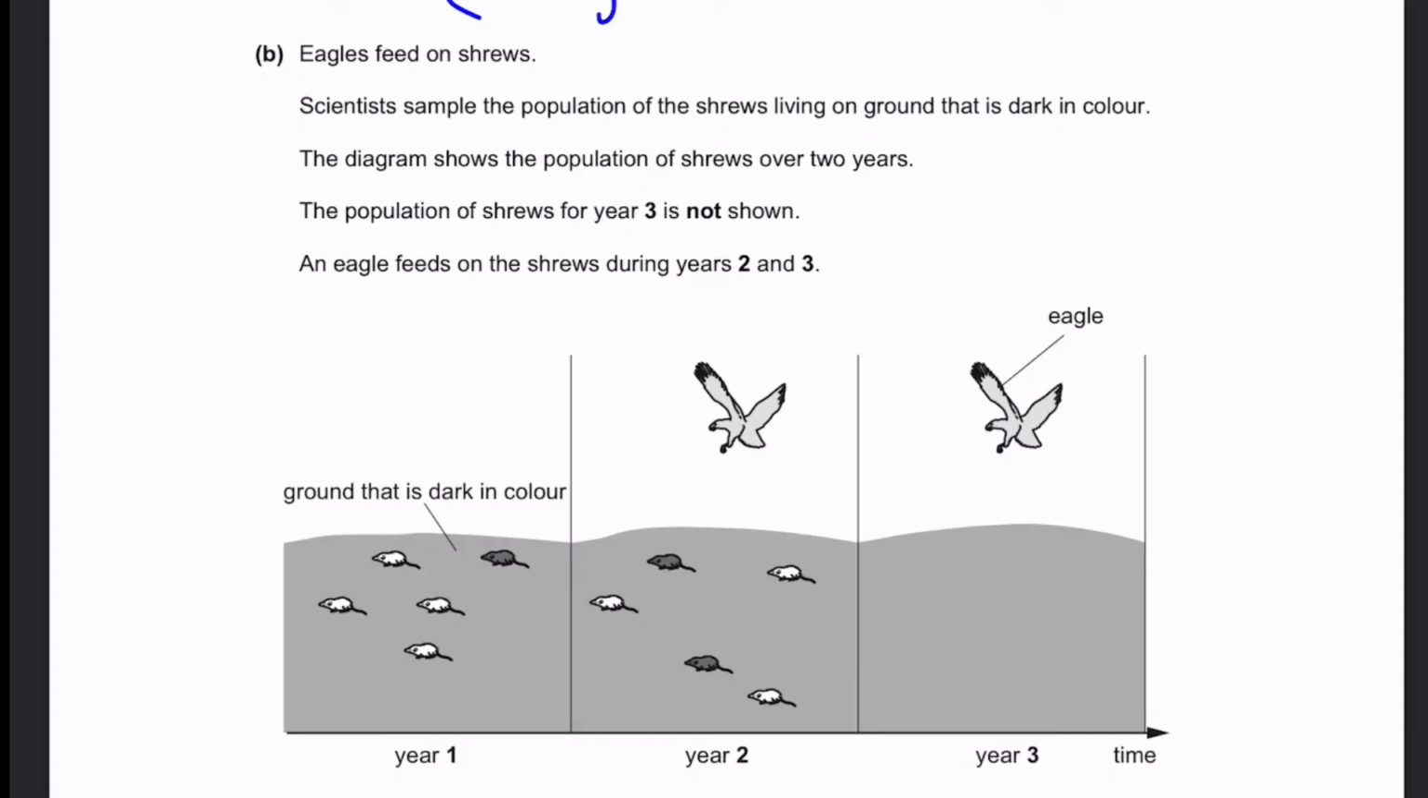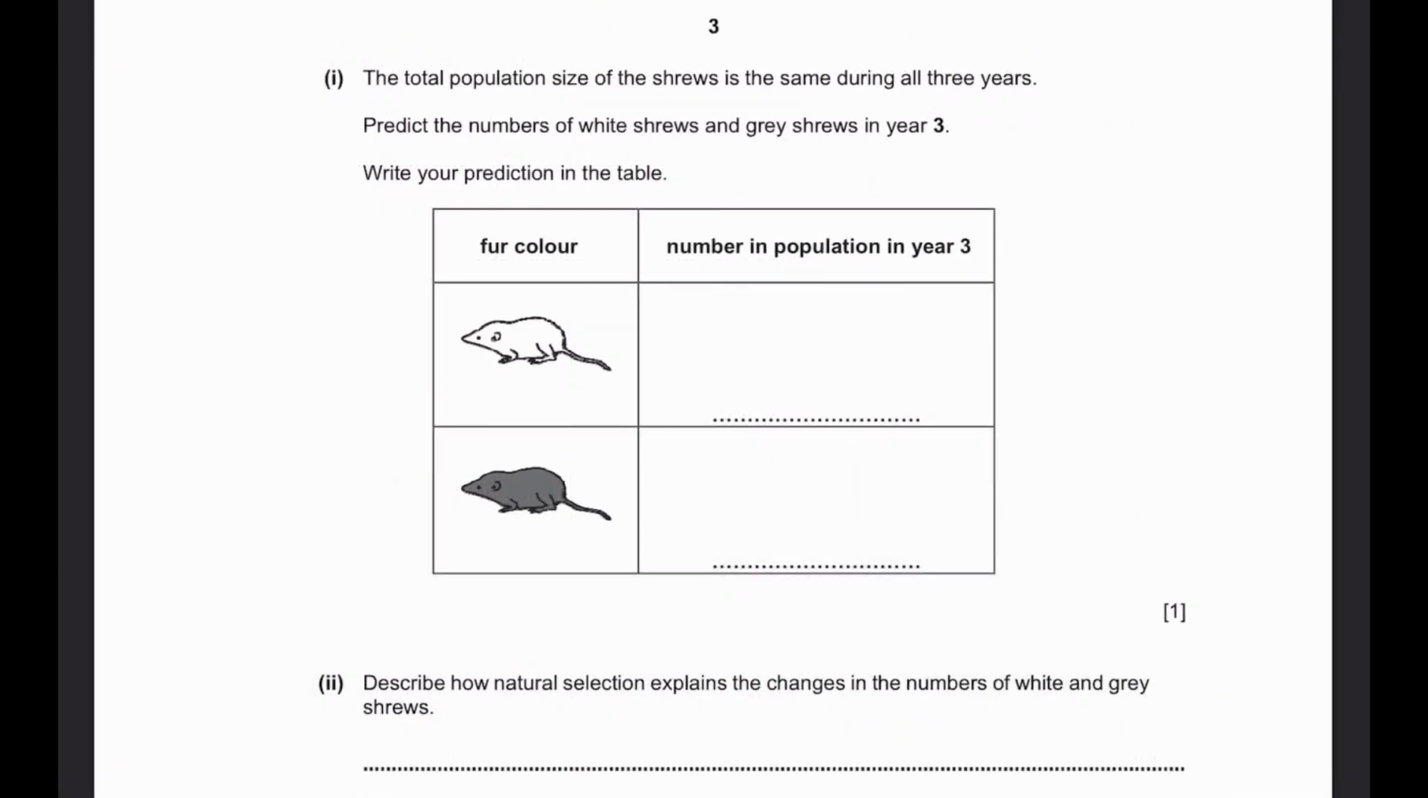Part B, eagles feed on the shrews. Scientists sampled the population of the shrews living on the ground that's dark in color. This diagram shows the population of shrews over 2 years. Population for year 3 is not shown. An eagle feeds on the shrews during years 2 and 3. 1. The total population size of the shrews is the same during all 3 years. Predict the number of white shrews and grey shrews in year 3. Write your prediction on the table.